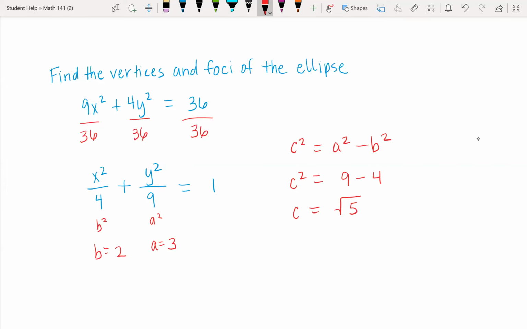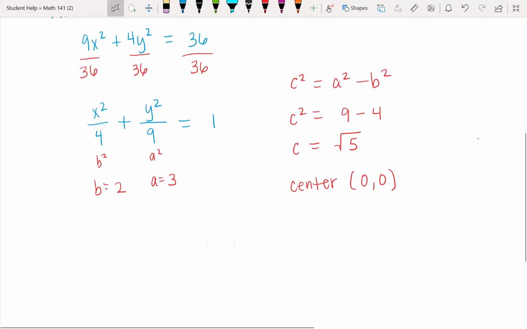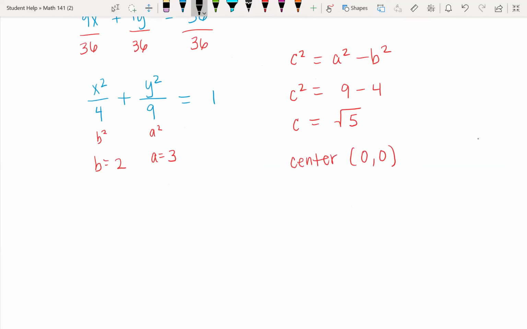X squared and y squared are just on their own. They don't have any additional numbers. So that means that the center of this ellipse is going to be at 0, 0. So we have enough information to get a rough sketch of a graph here.